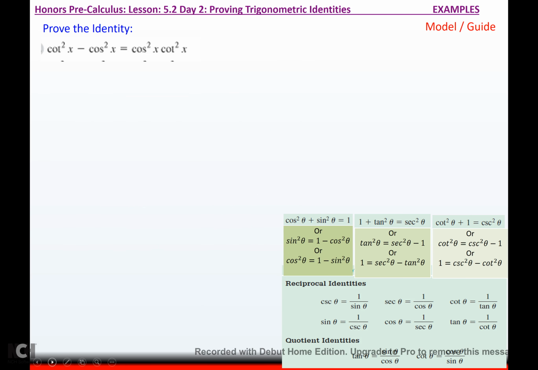Alright, next we're going to prove this identity. I'm going to take this side and rewrite cotangent squared x, right here. So I'm going to rewrite that as cosecant squared x minus 1.